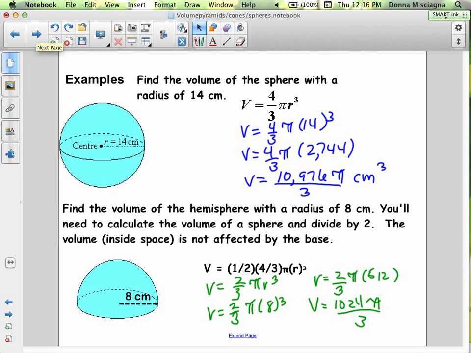Oh, thank you. I forgot it on both. So this one, oh, I have it on that one. It says just on the one. This one is centimeters cubed.